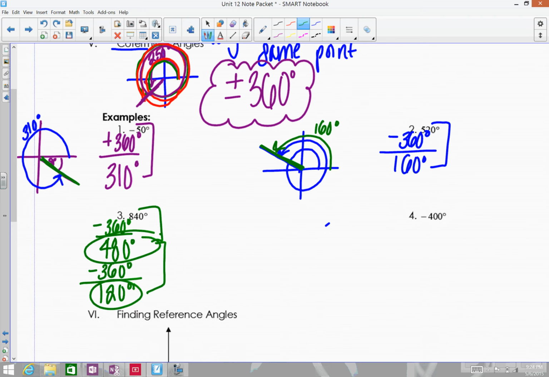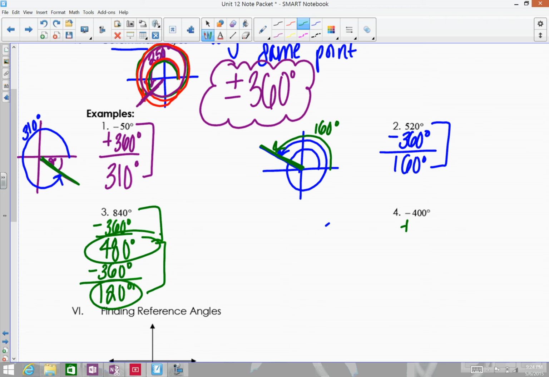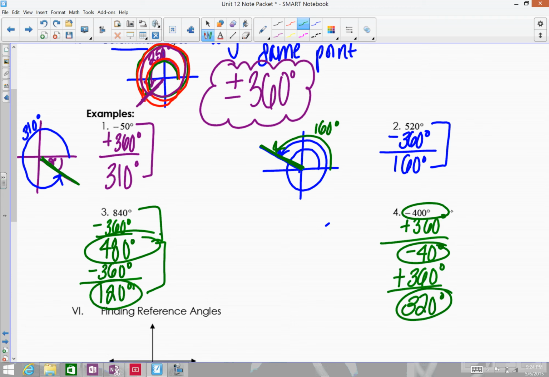The last one here, I'm going to add 360 since it's negative. So I have plus 360, and we end up with negative 40. Since it's still negative, I'm going to add another 360 to it, and we end up with 320. So all three of these would be coterminal. They would all end in the same spot.